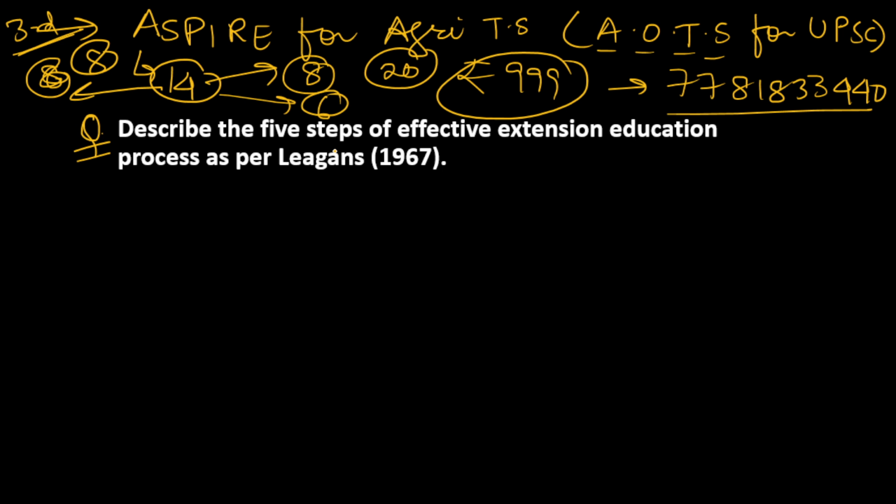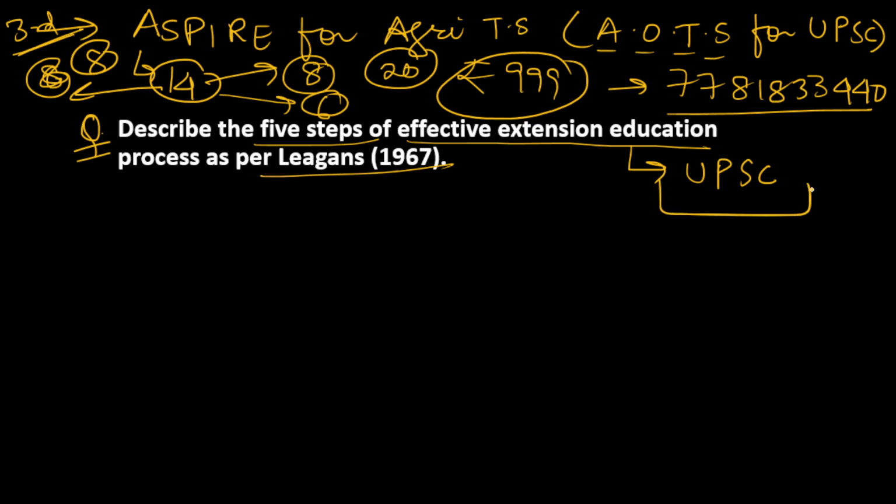And the question is, describe the 5 steps of effective extension education process as per Leagans. This question was asked in this year's UPSC agriculture optional paper of the civil services examination, that is 2024. So we will see how we can approach the answer.